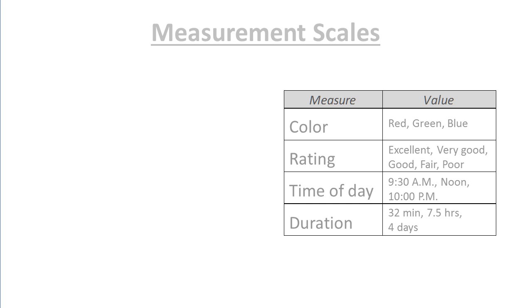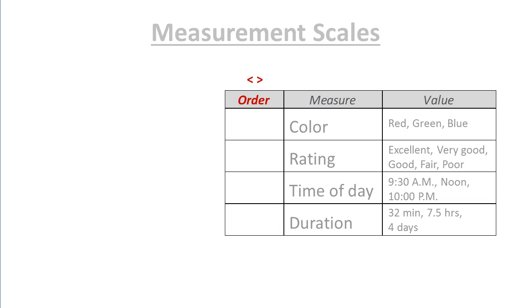The 4 measurements differ in several ways. They differ in the 3 distinguishing characteristics of measurement scales. Let's go over them one at a time. The first distinguishing characteristic of measurement scales is order. The question is, are the values of the measurement ordered?